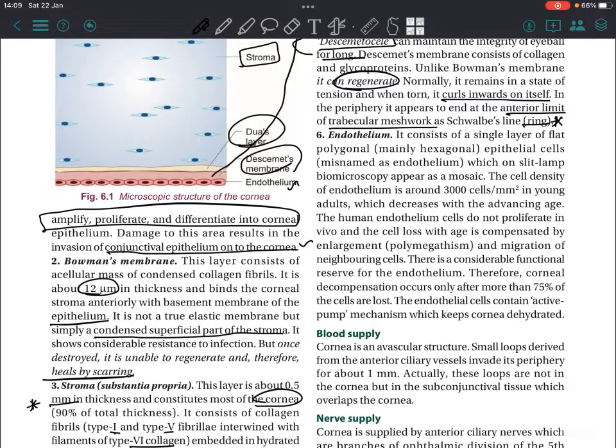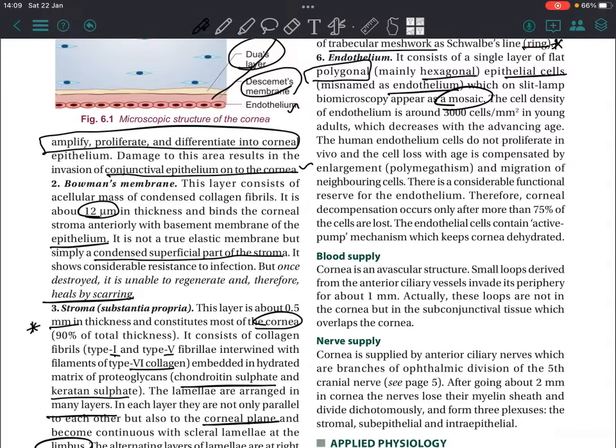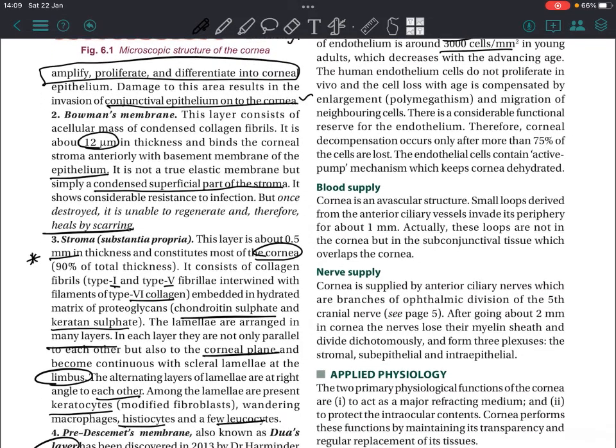Endothelium. It consists of a single layer of flat polygonal, mainly hexagonal cells, which on slit lamp microscope appear as a mosaic. The cell density of the endothelium is around 3000 cells per millimeter square. Human endothelial cells do not proliferate in vivo, and cell loss with age is compensated by enlargement, called polymegathism.